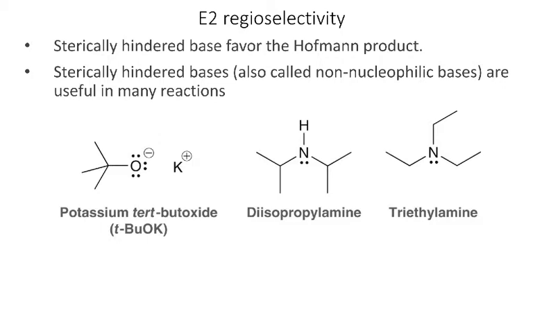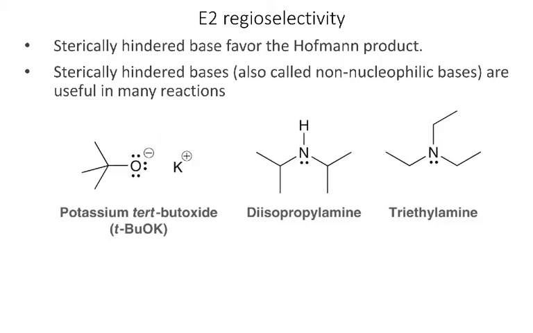All right, and so just to re-emphasize what we talked about on the previous slide, a sterically hindered base can favor the Hofmann product, the less substituted alkene. And so sterically hindered bases can be very useful in controlling reactions and getting the less substituted alkene as a product.